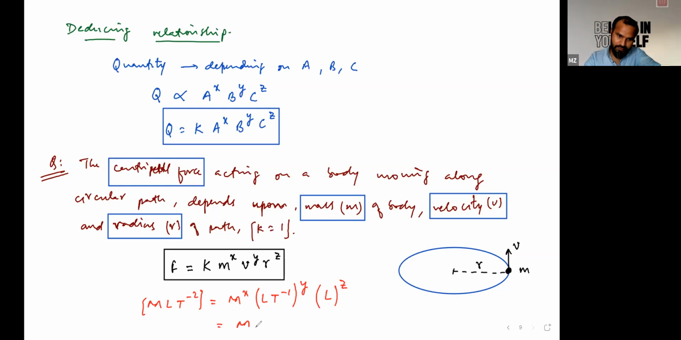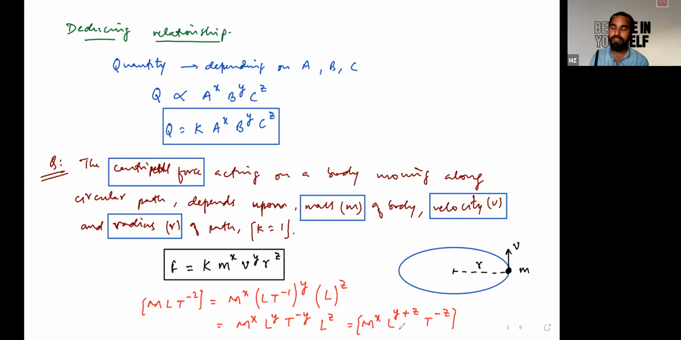On simplifying, it would be M raised to the power x, L raised to the power y, T raised to the power -y, and L raised to the power z. So we have two different lengths: first L raised to the power y, and second L raised to the power z. They are in multiplication, so the exponents add. We're left with M to the power x, L to the power y plus z, and T to the power -y. Is it clear till now? Yes, sir. I've just written the dimension formula on the left-hand side and right-hand side.